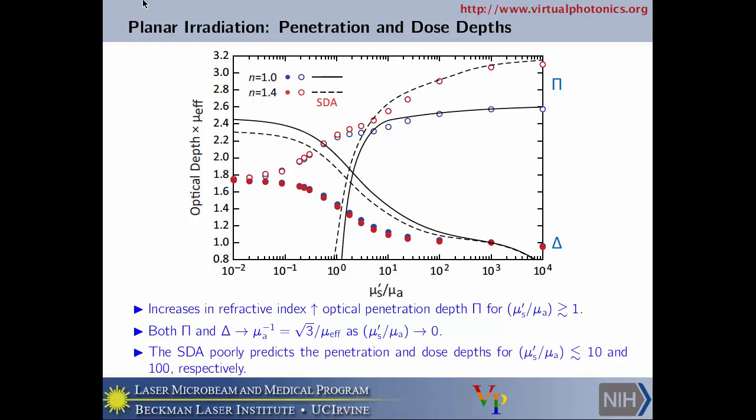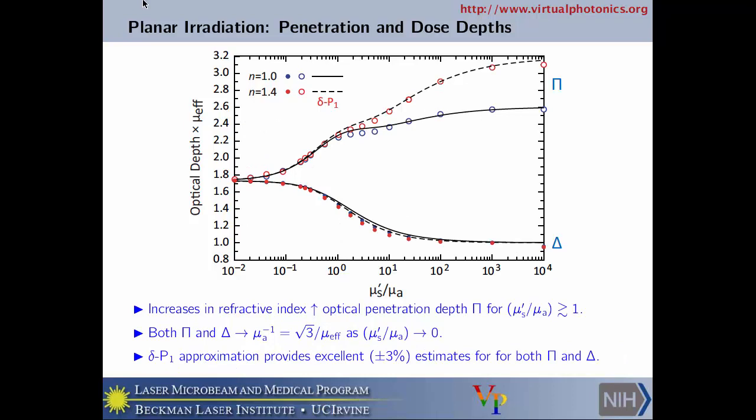The standard diffusion approximation does fairly well for the penetration depth for values of reduced scattering to absorption greater than, I would say, 10 or 100, somewhere in there, maybe greater than 30. For the dose depths, it does very, very poorly until you get to reduced scattering to absorption of about 100. Delta P1 actually does quite exceptionally throughout, and provides estimates probably within less than 5% for both these penetration depths.